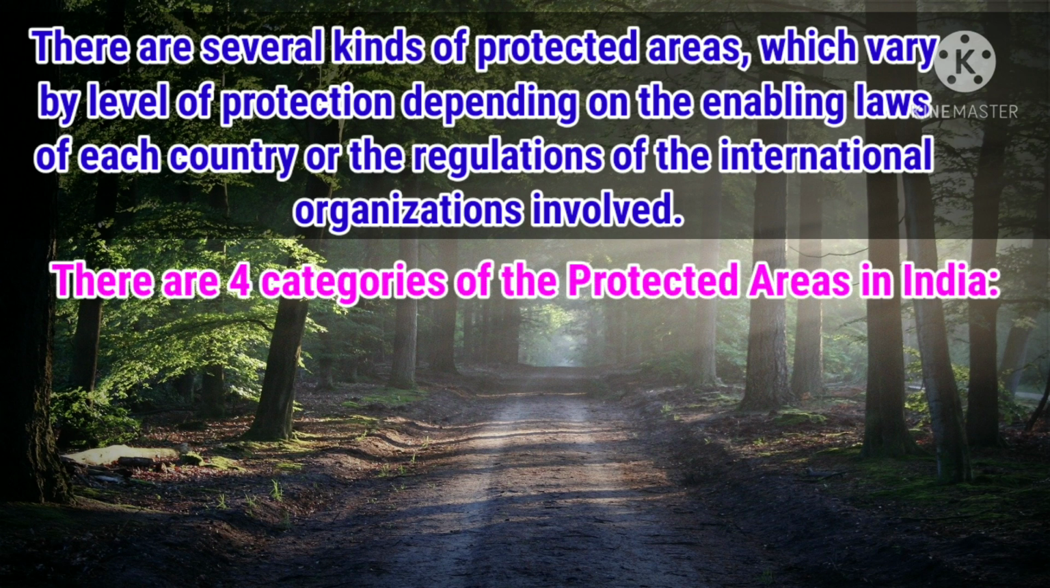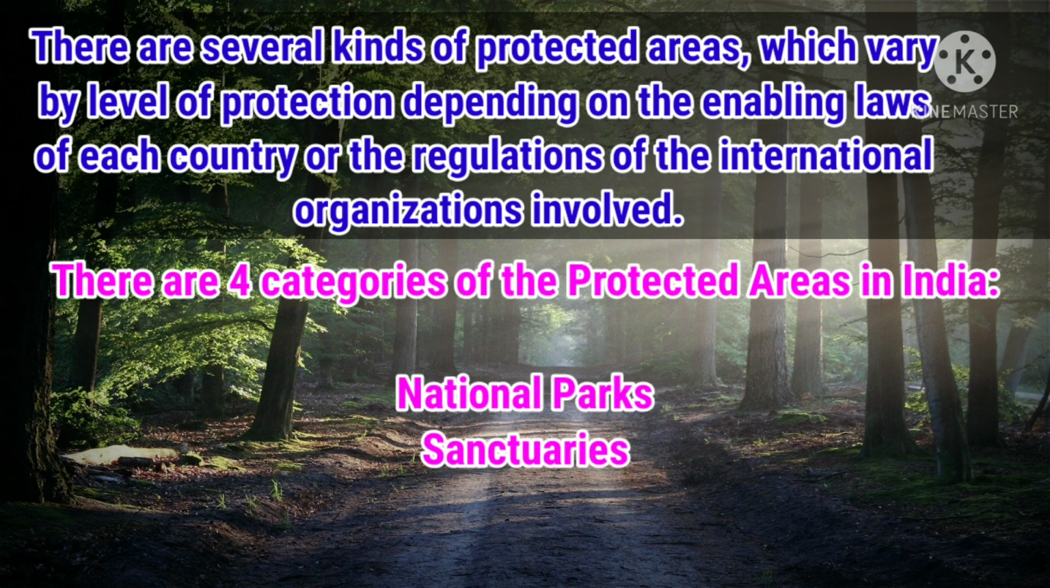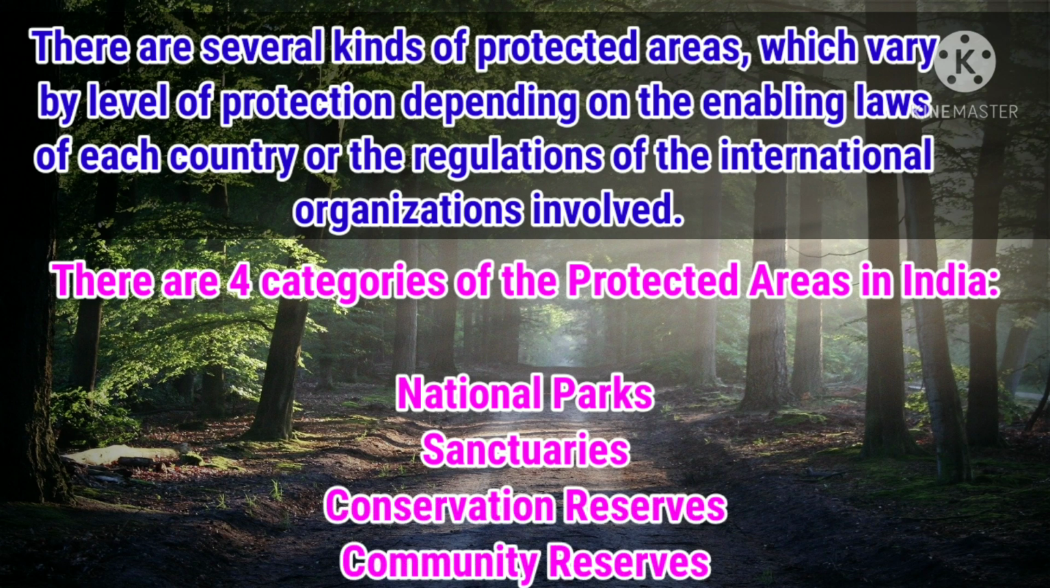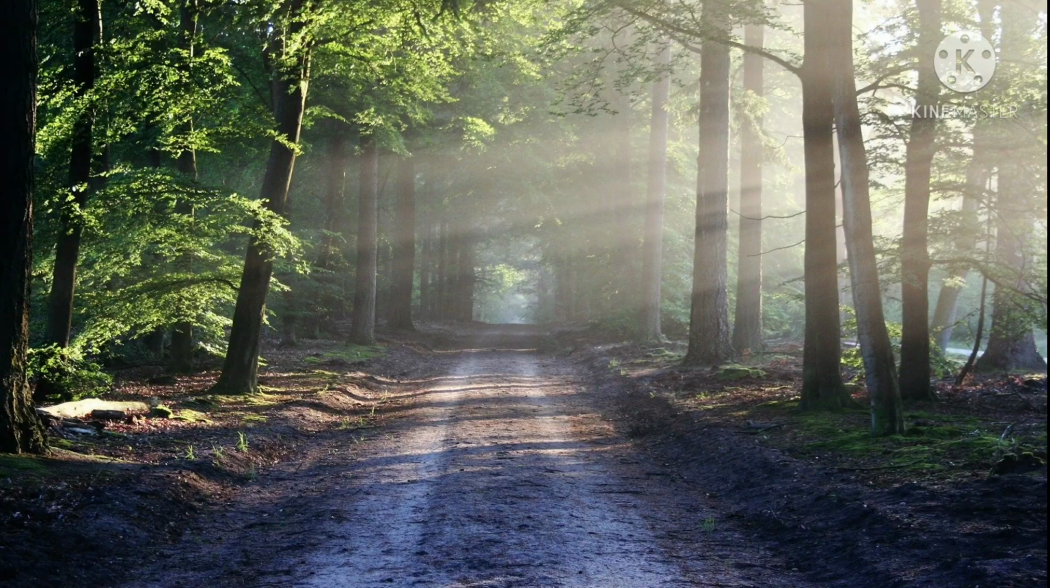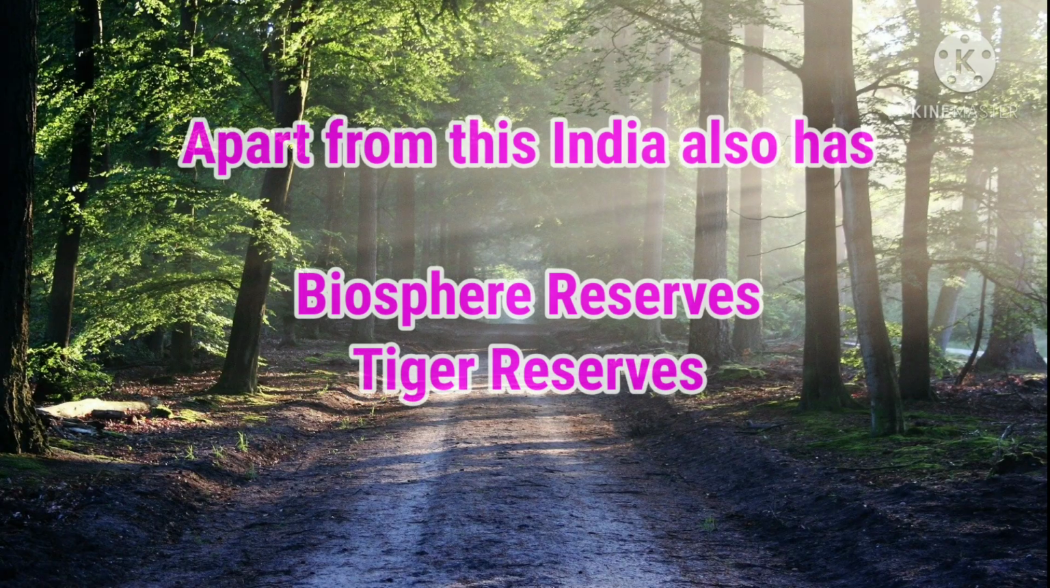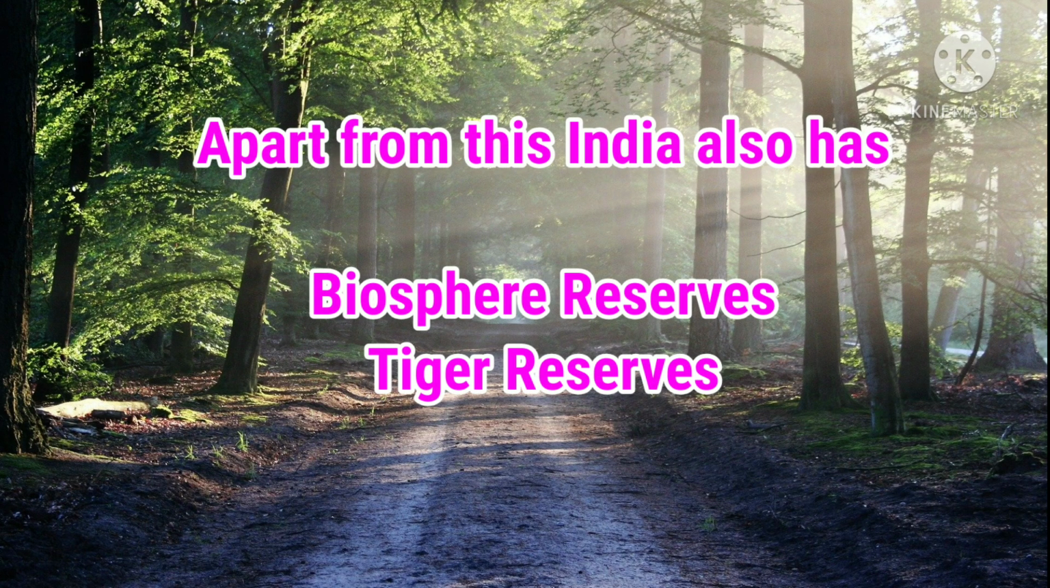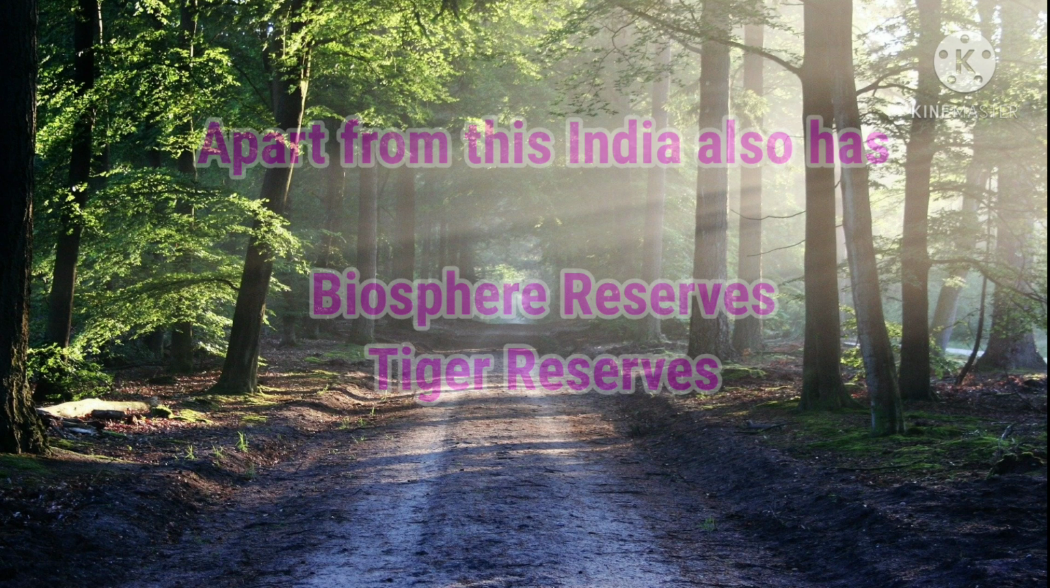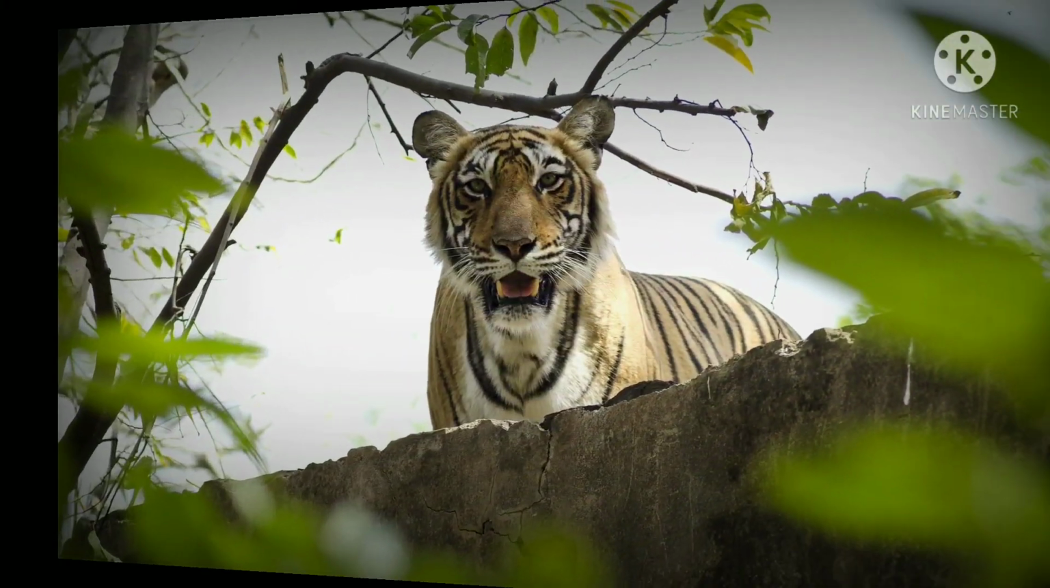In India, there are 4 categories of the protected areas, that is national parks, sanctuaries, conservation reserves, and community reserves. Apart from this, India also has biosphere reserves and tiger reserves. So now let's learn about the meaning of these categories. So first of all, let's learn about the meaning of national park.